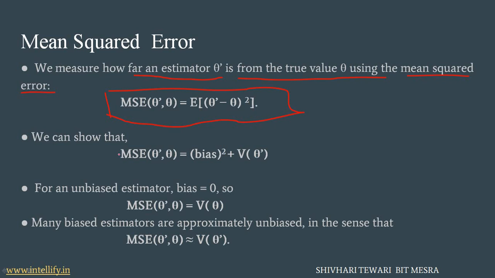We can show that MSE(theta dash, theta) equals the square of the bias plus V(theta dash). For an unbiased estimator, that means bias equals 0, mean squared error equals V(theta dash). That means the V(theta) value will be equal to the mean square error if the bias value equals 0. Many biased estimators are approximately unbiased in the sense that MSE is approximately equal to V(theta dash).